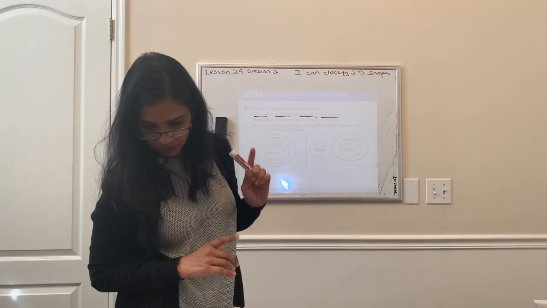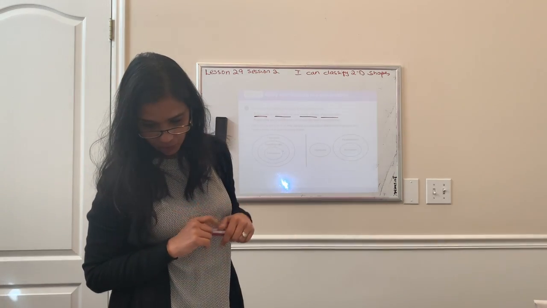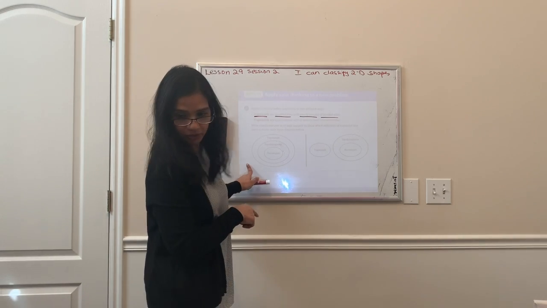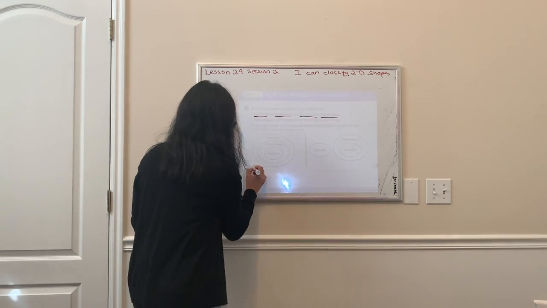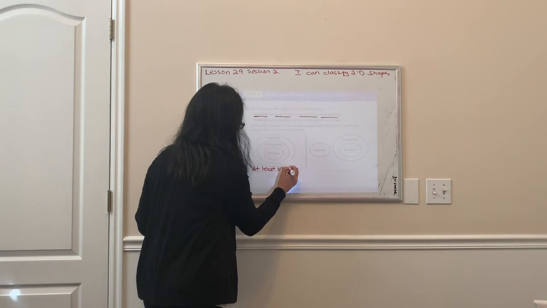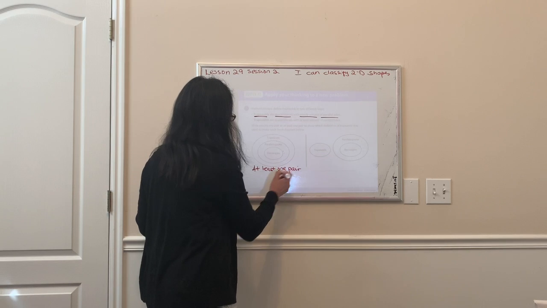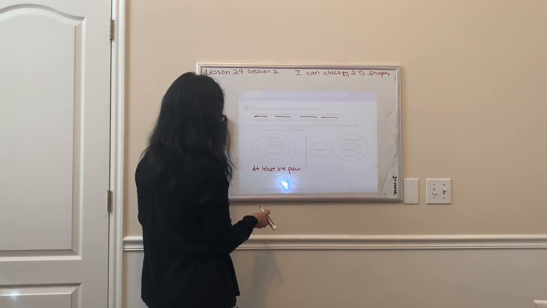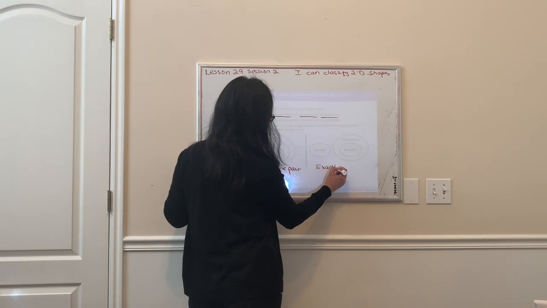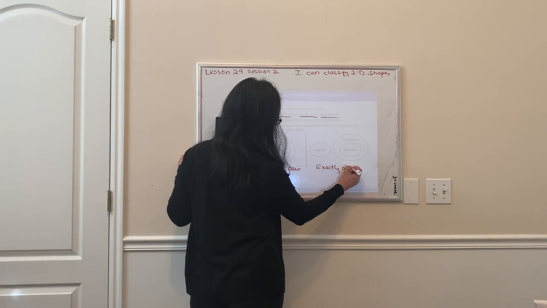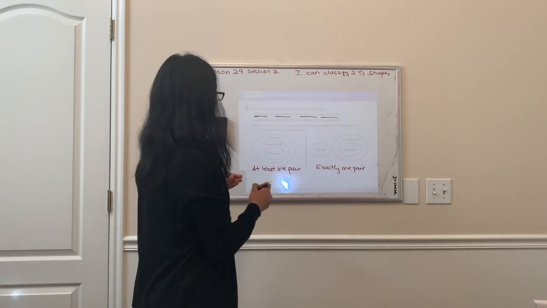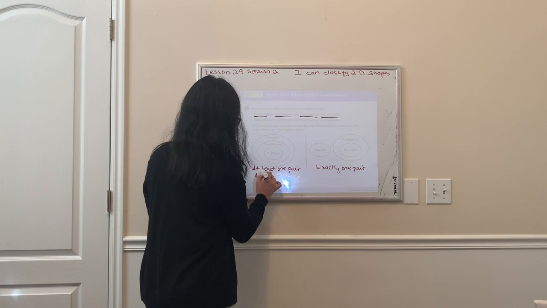So at least one pair and exactly one pair. So this one will be what? Which one do you think? This one will be at least one pair, because it means it could have more. And this is exactly one pair. It means it'll be different. One pair of parallel sides.